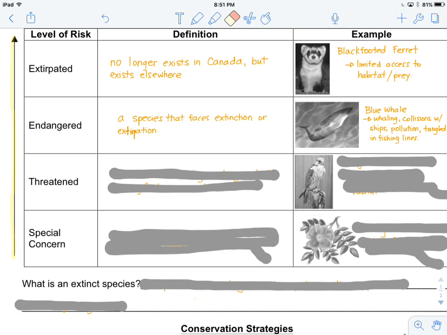An extinct species is a species that no longer exists anywhere in the biosphere. Okay, we can think of probably many examples of extinct species. A common one, and a more modern one, is the passenger pigeon.